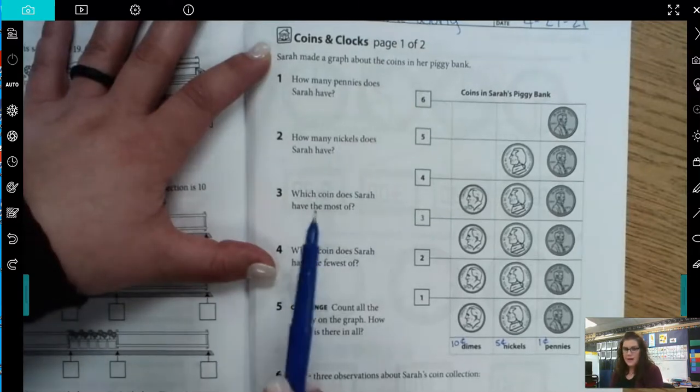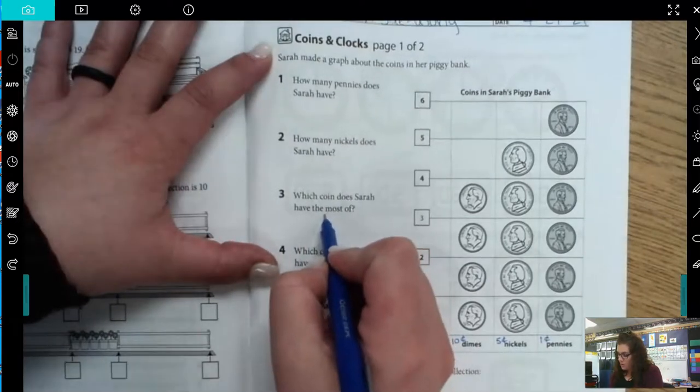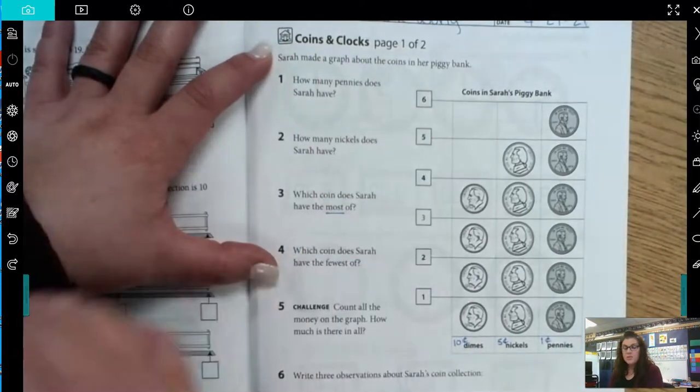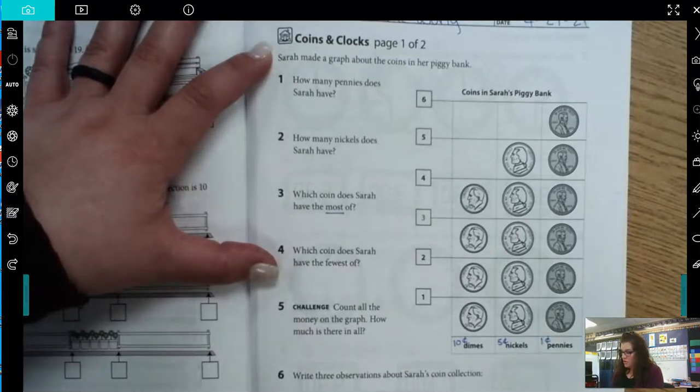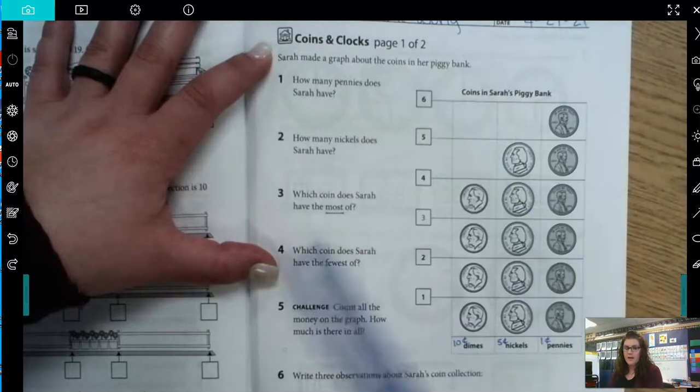Number 3 asks, which coin does Sarah have the most of? The most meaning that's the highest number. So which coin does Sarah have the most of? And write the name of that coin right here.